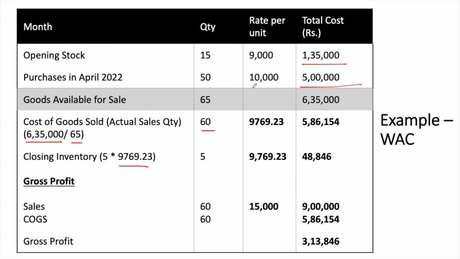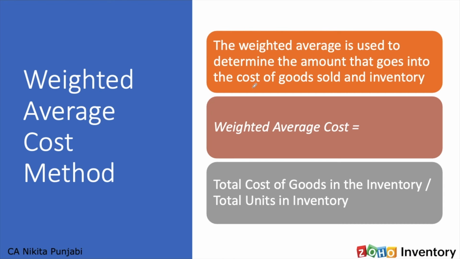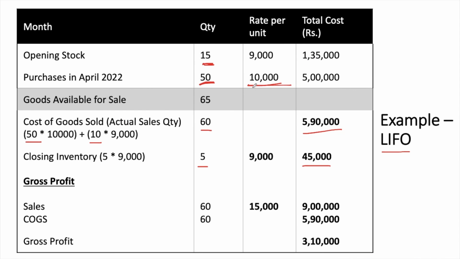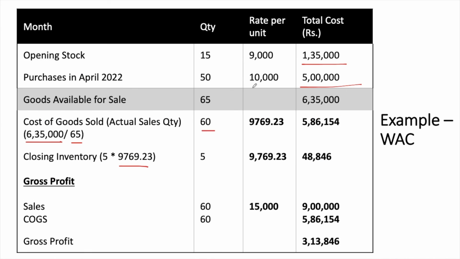Zoho is very soon going to come up with weighted average cost method in their software. Currently, they're using FIFO. So whatever is coming first is going out first is the assumption that is being made. Very soon, they're also going to come up with a weighted average cost method.